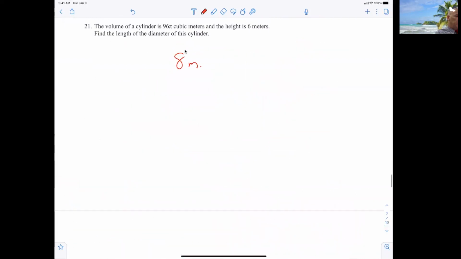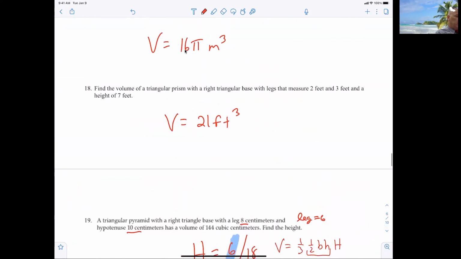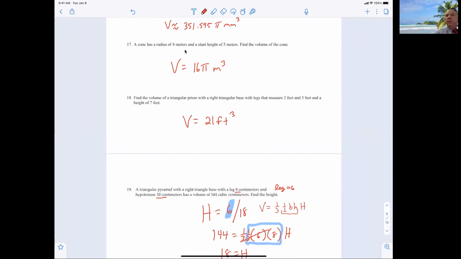Somebody said the answer to 18 we had was 21. You good or not? Yeah. Anybody else? So I'm pretty happy with that. What I did was I just created another little volume sheet. I think it doesn't even have that many problems.